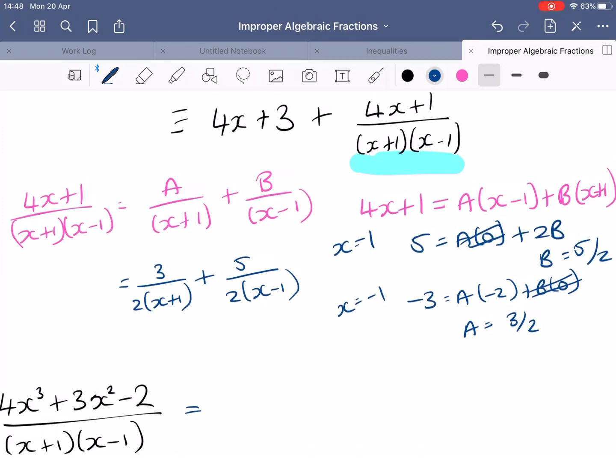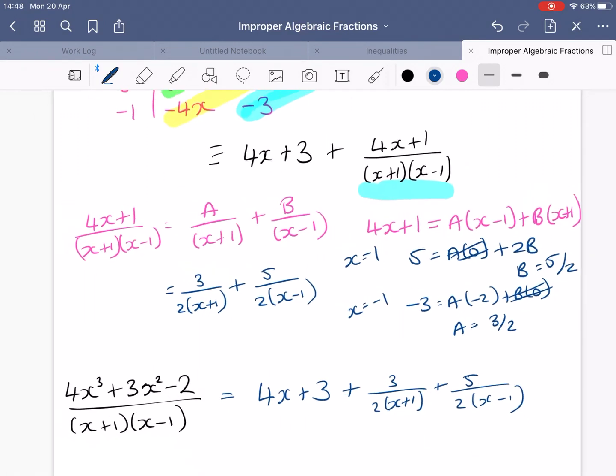And if we look up here, when I did the division, I got 4x plus 3. But I still had to do my remainder. And when I did the partial fractions on my remainder, I got 3 over 2x plus 1 plus 5 over 2x minus 1. And so that's the answer.